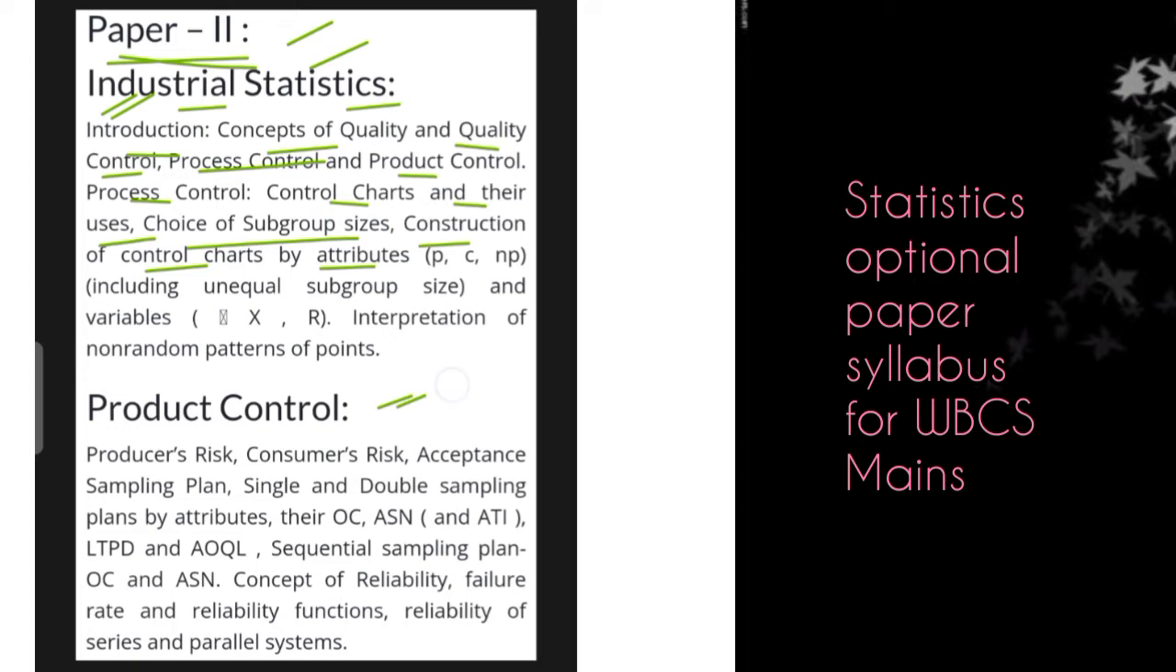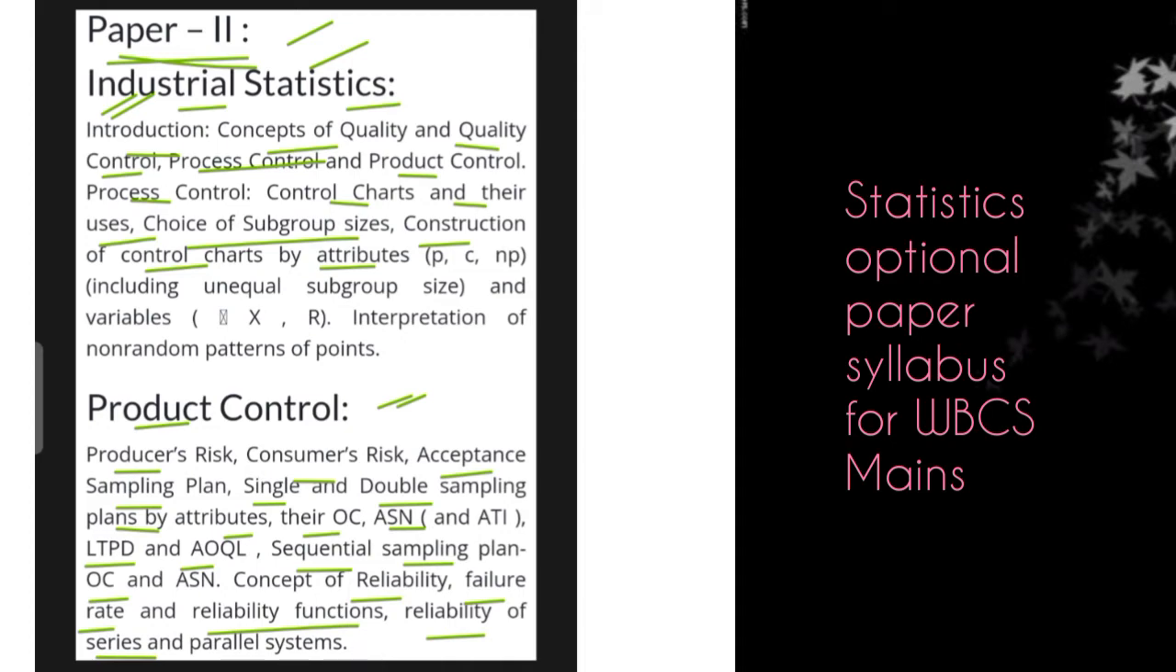The next section deals with product control, producers risk, consumers risk, acceptance sampling plan, single and double sampling plans by attributes, the OC, ASN, LTPD, AOQL, sequential sampling plan, concept of reliability, failure rates and reliability functions, reliability of series and parallel systems.